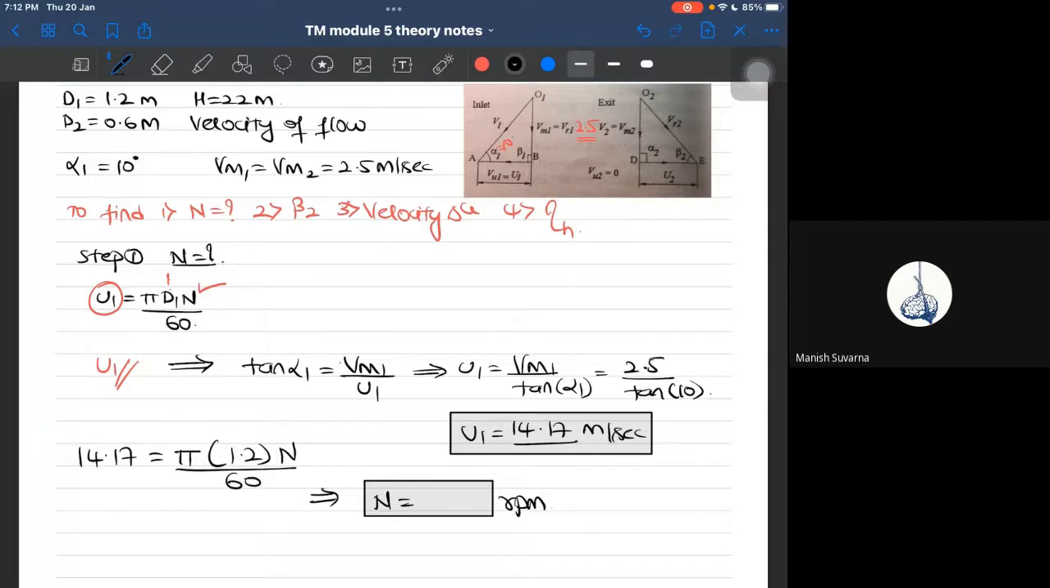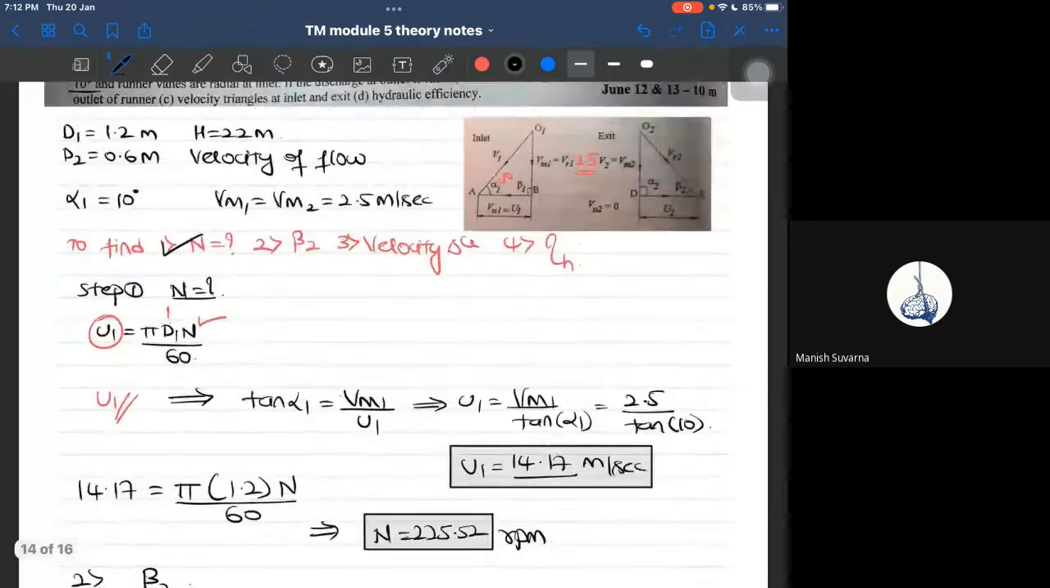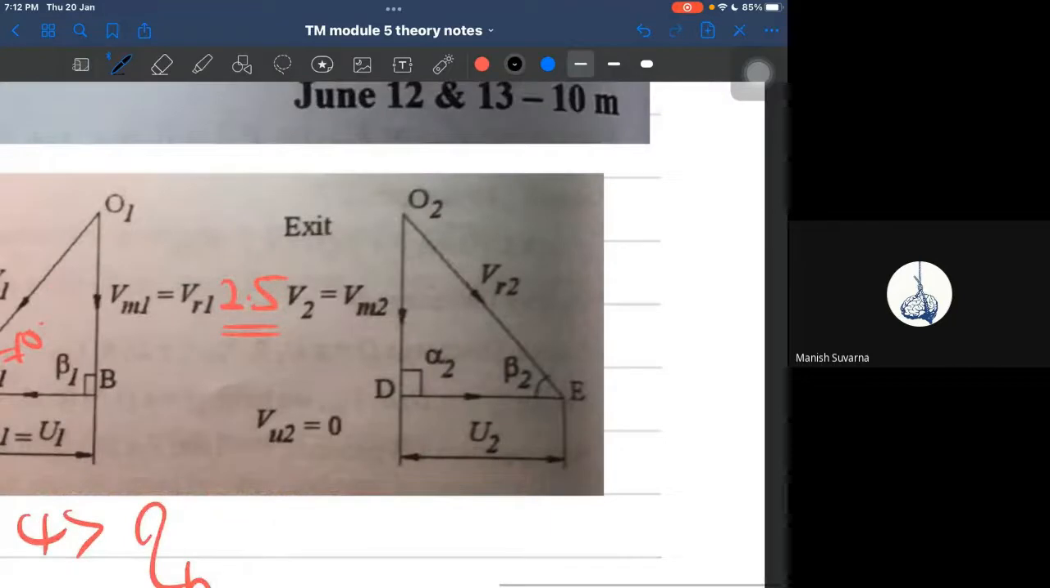Okay, 225, that's correct. 225.52 RPM. So the first step is now done. Second is to calculate the value of beta 2. So how do I calculate the value of beta 2? Now I will refer back here. So I need to calculate the value of beta 2 now.